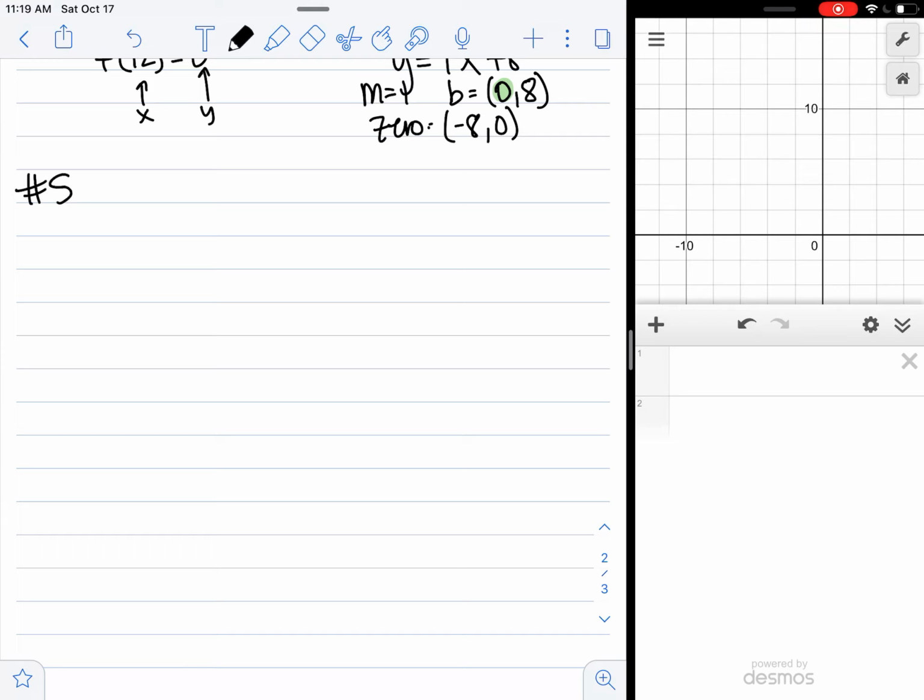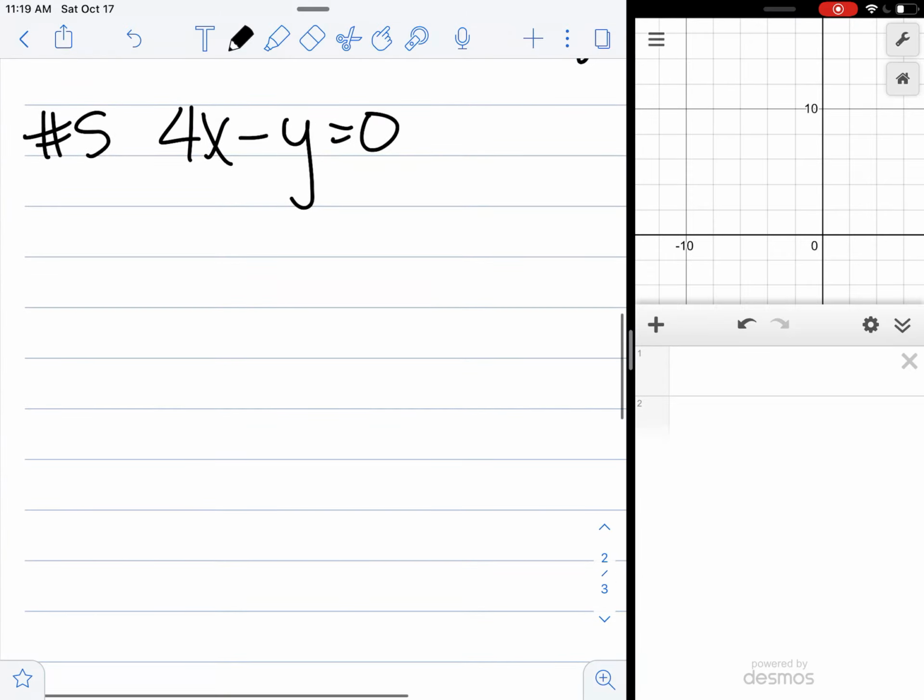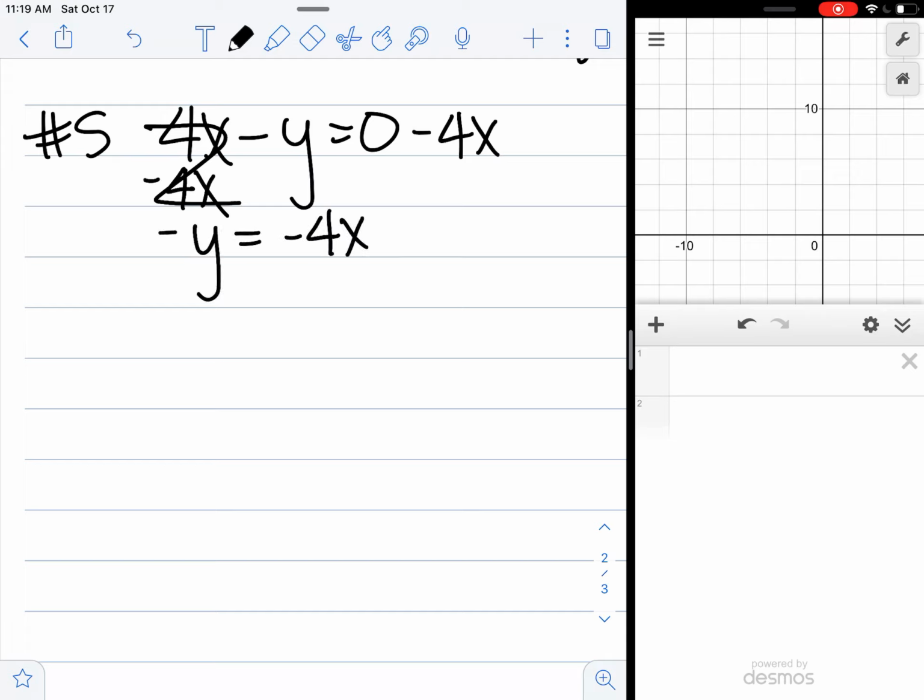Our next one is number 5. We have 4x minus y equals 0. So we subtract our 4x from both sides. And so we're left with that becoming a 0 pair, and negative y equals negative 4x plus 0. Now, this one's a strange one because normally you wouldn't see this plus 0 right here, because it's just 0. But let's go ahead and finish solving this out so that we have that positive y.